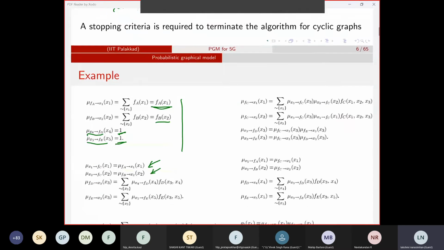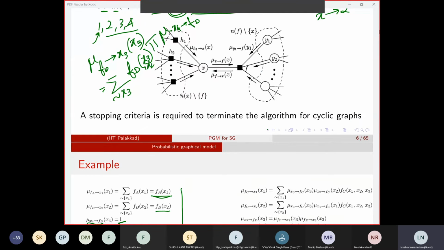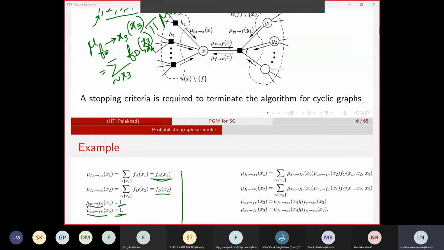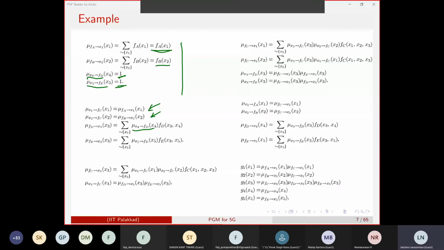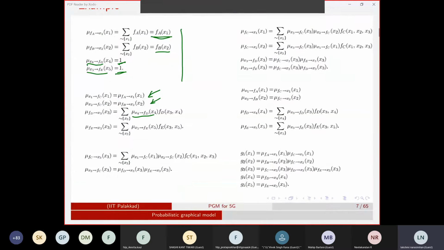fd to x3 is what we had computed earlier, right? So fd of x3 comma x4. So this is fd of x3 comma x4, and just the message from x4. And this is summed over all x3. That's what we have written here. Okay, so this is the next stage. All right. Now, once this is computed, we have to go one level above. That is, we have to compute the messages at the nodes which are connected to the variable nodes or the factor nodes that were connected here.